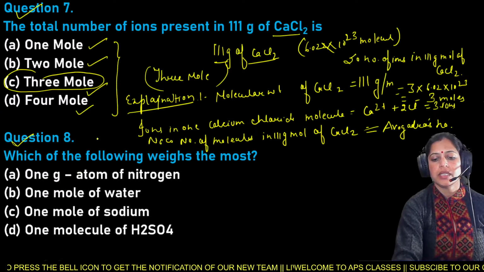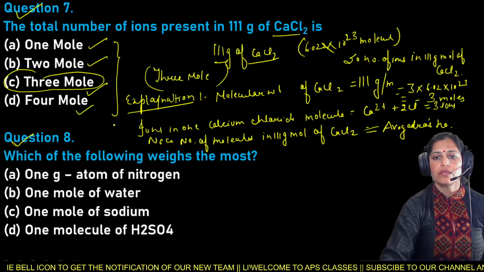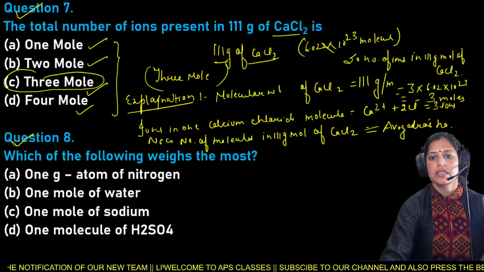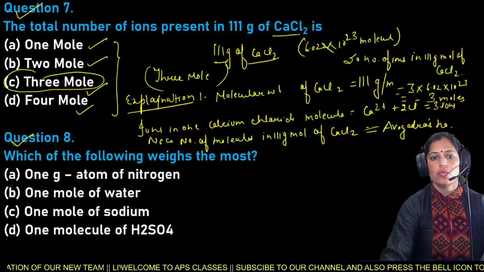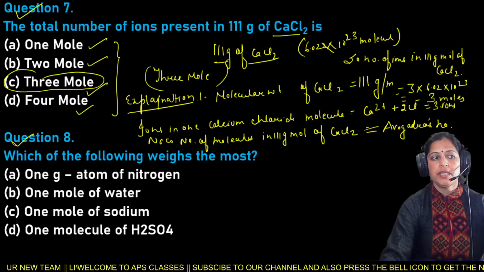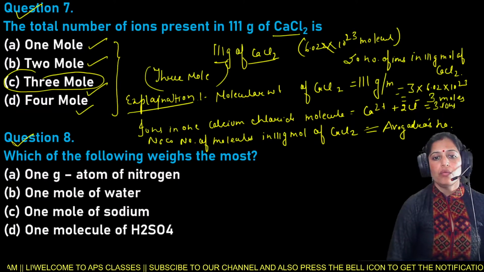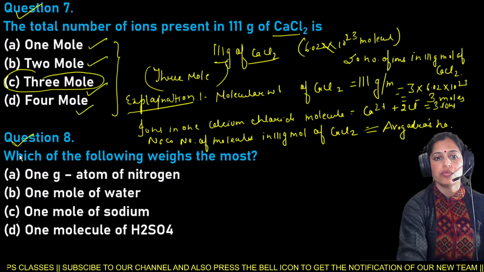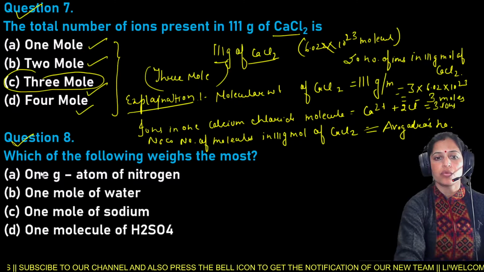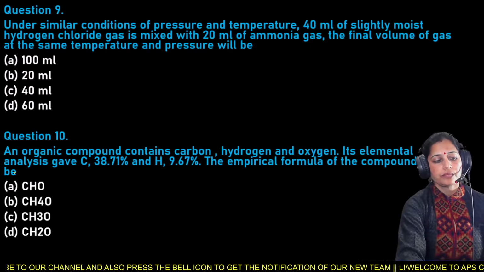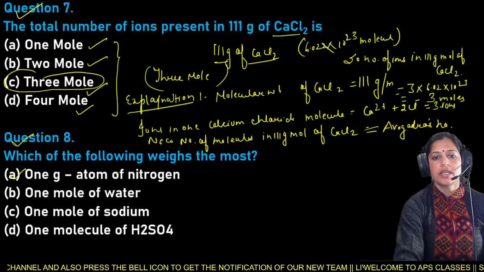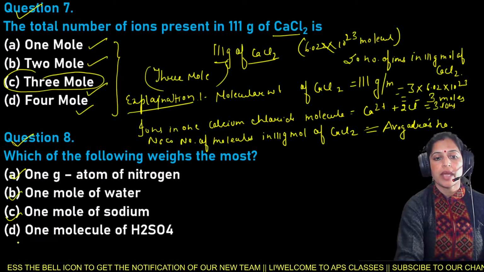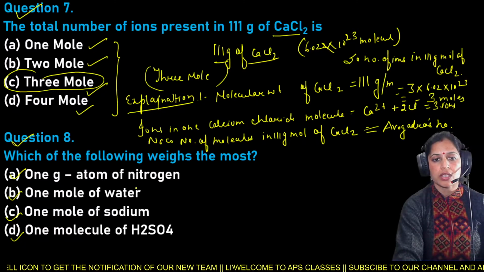Next is your question number 8, and your question number 8 is, which of the following weighs the most? Option A is 1 gram atom of nitrogen, B 1 mole of water, C 1 mole of sodium, and D is 1 molecule of H2SO4.